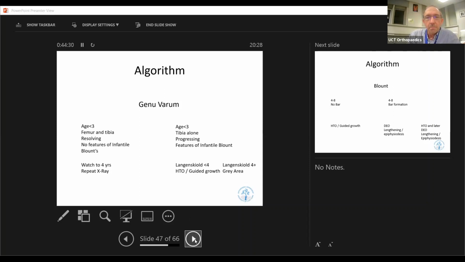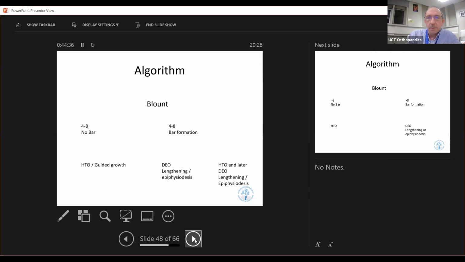Now, what about the Langenskiöld 4 and plus? It's going to be a gray area. And obviously, it's the gray areas that always interest us in terms of algorithms. It's the outliers that would be exciting. So let's say that you're now lucky enough to have a late presenting Blounts on the left-hand side here, 4 to 8, and there's no bar formation. Well, then go backwards and treat it like the under 4-year-old: high tibial osteotomy or guided growth.